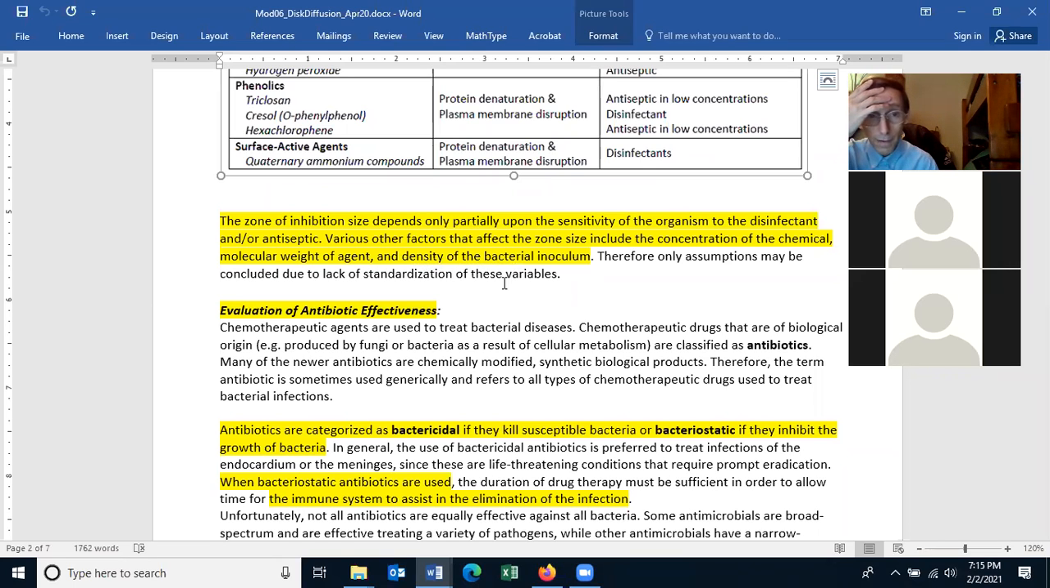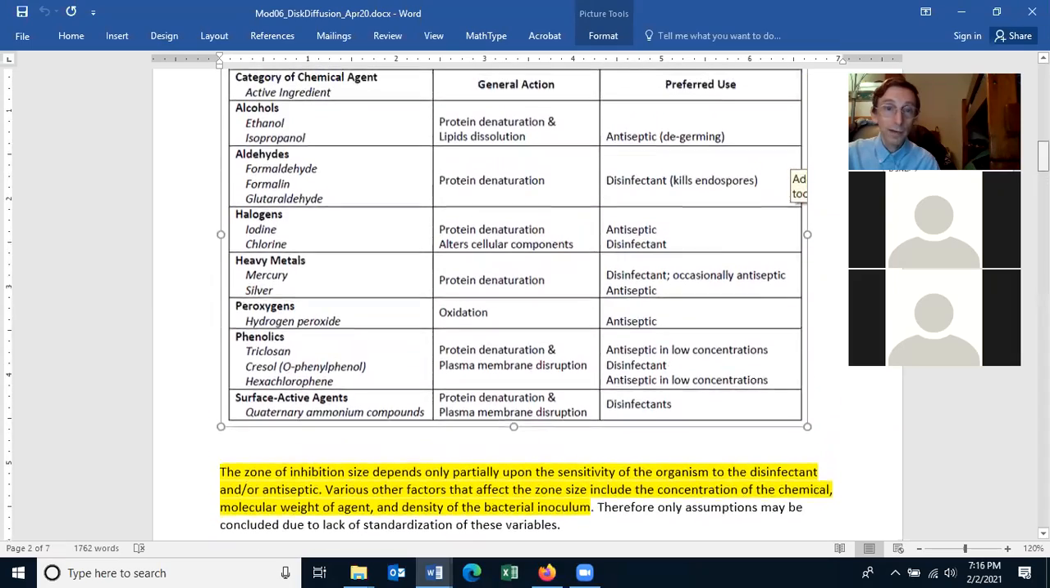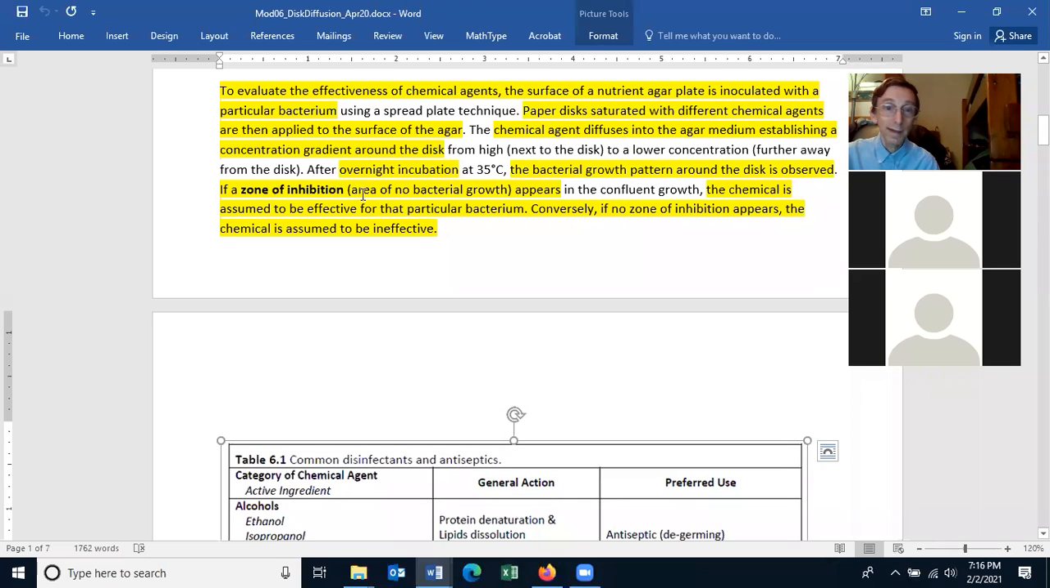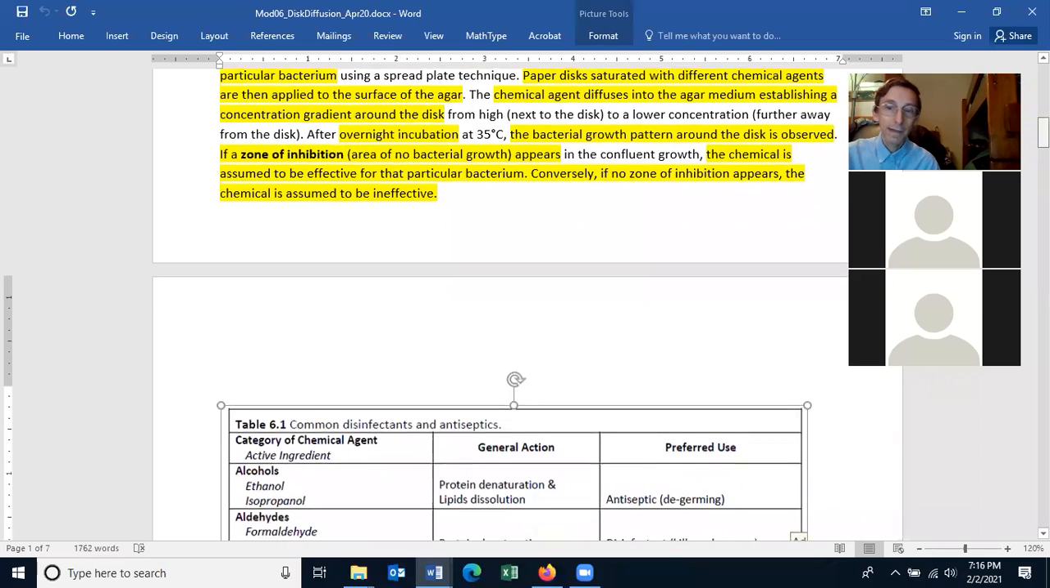So, if you have a very large molecular weight chemical agent, and it's effective against a bacteria, we expect the zone of inhibition to be small, even though the chemical is very effective at killing that bacterium. And why is the zone of inhibition small? Come on, I just said it.